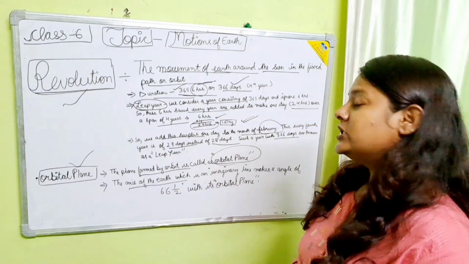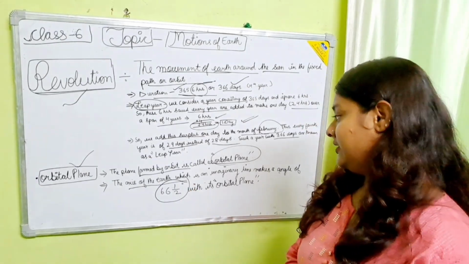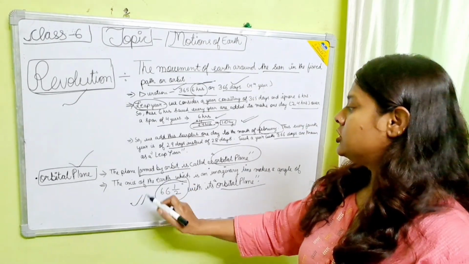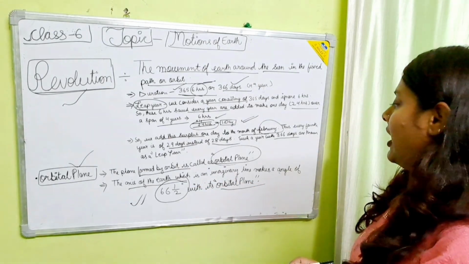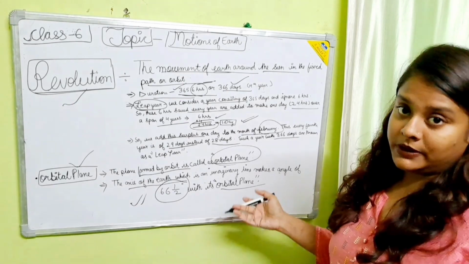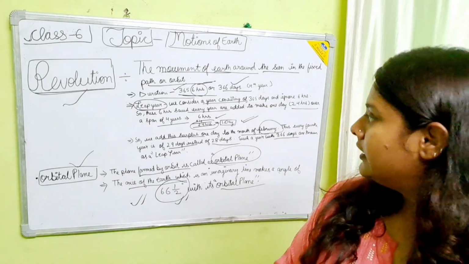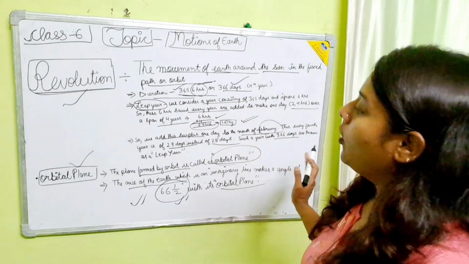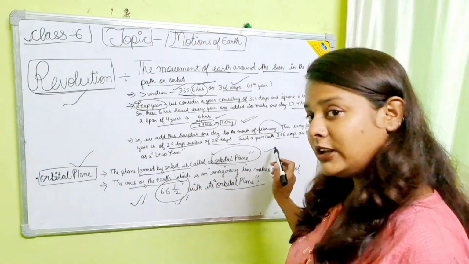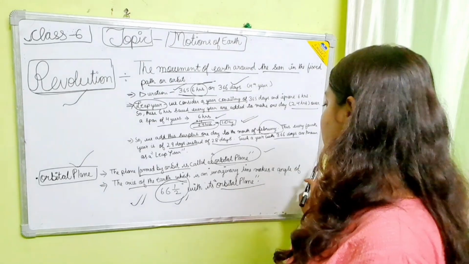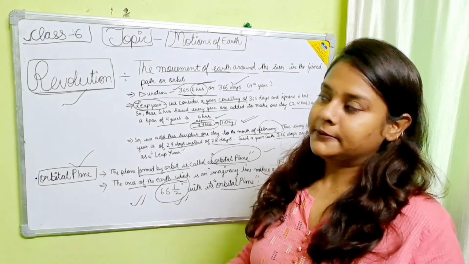The axis of the earth, which is an imaginary line, makes an angle of 66.5 degrees with its orbital plane. A question can also be asked: what is the angle formed by the axis on the orbital plane? So it is 66.5 degrees. I hope it is clear now what an orbital plane is. The plane formed by the orbit is called an orbital plane, and the axis of the earth makes an angle of 66.5 degrees with it.